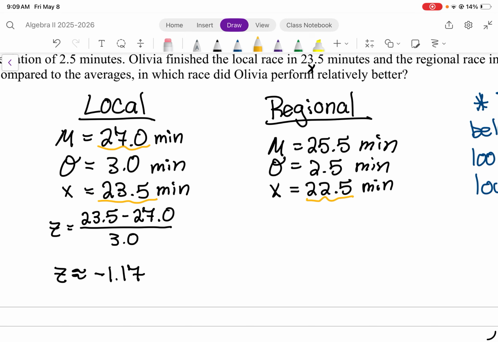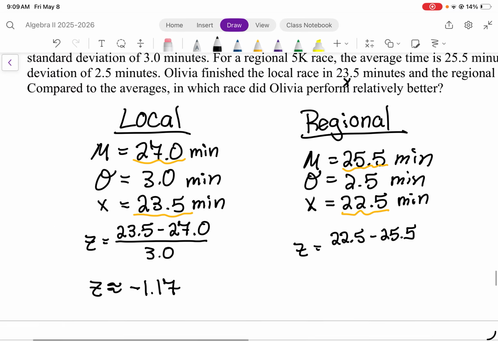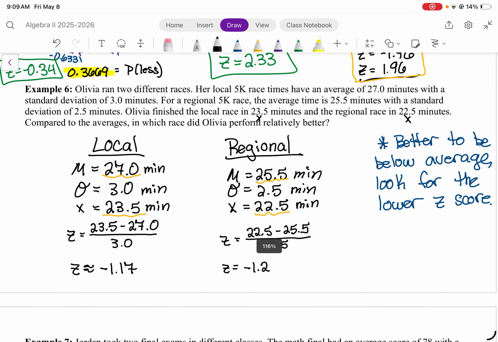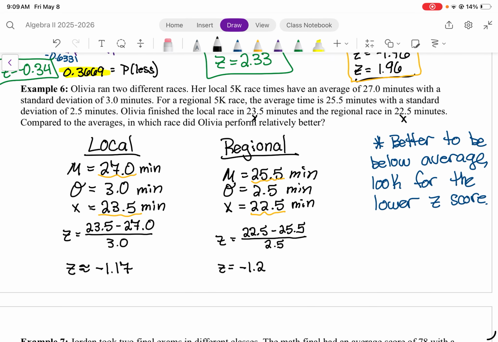For regional, she ran it in 22.5, which is also less than the average. So we should get another negative z value. Plugging this into our equation, we would type 22.5 minus 25.5, and then we would divide that by 2.5. This z-score, when you type it in, you should get negative 1.2. So you need to make sure you answer the question. They want to know in which race did Olivia perform relatively better. So because it's relatively, we're not just looking at how much time it took her to run, we're comparing it to all of the other runners in these two races.